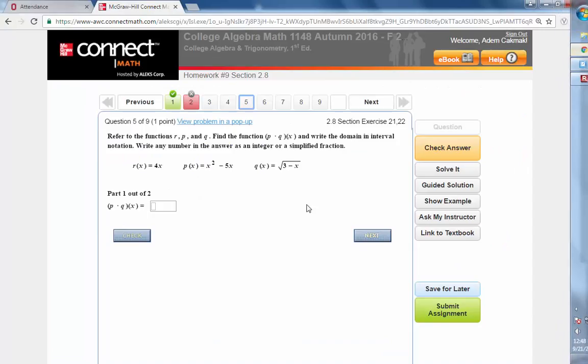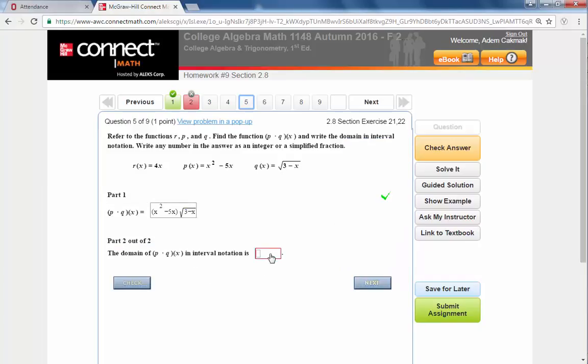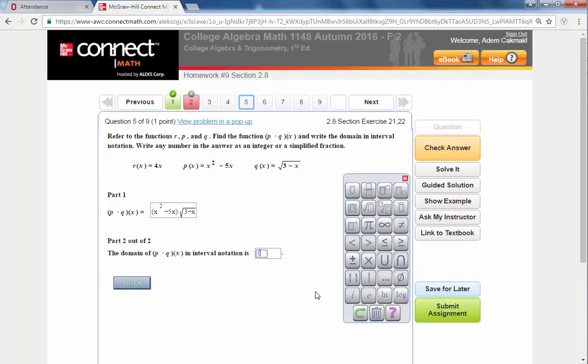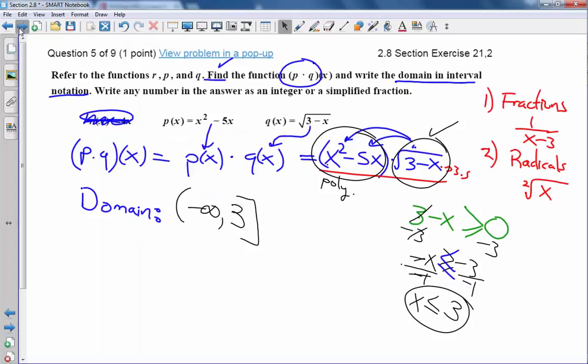Any questions? Alright, let's take a look. X squared minus 5x times the square root of 3 minus x, check. Good. Interval notation, negative infinity to 3 with a bracket, check. We're good. Alright, we're done with the first half.